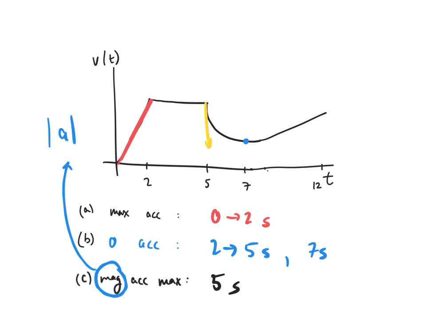Let's say this number here, we're like, I don't have values on the y-axis, so I can't get a value. I'm using a value that I'm picking. Say this is like 7, this would be like negative 10. And if I take the absolute value of negative 10, 10 is greater than 7. So the magnitude of the most acceleration occurs actually in the negative sloped region.